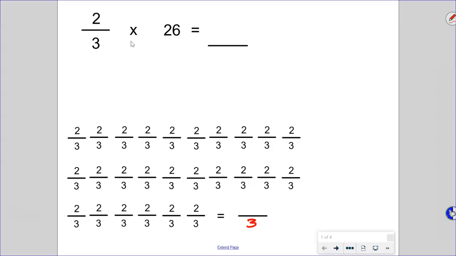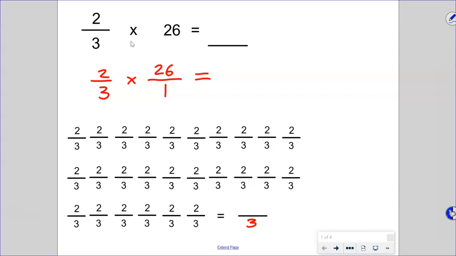So I'm going to rewrite the problem 2/3 times 26. I'm going to rewrite it in a simple way. I'm going to rewrite it as 2/3 times 26 wholes. Okay, because 26 over 1 is 26 wholes, so we're not changing that number, but we're writing it as a fraction instead. Now, the reason I'm going to do that is because now I can literally just multiply across. You do not need common denominators when you are multiplying fractions.